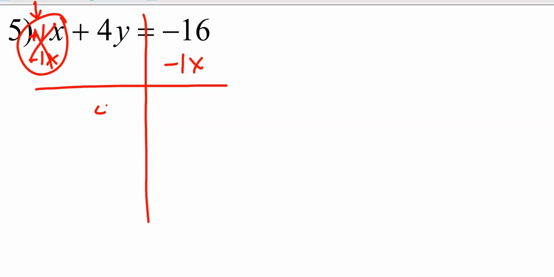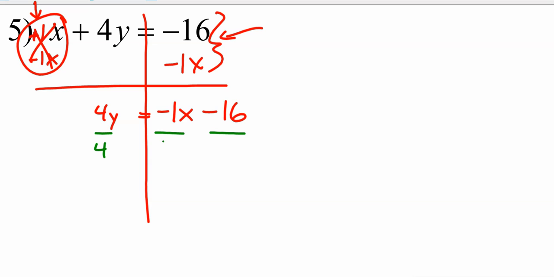Opposite operations are gone. 4y equals, again, not like terms. Either one of them, not like terms. So the x goes first, followed by the constant -16. And if it were just 16, you'd put +16. We're going to divide by the number in front of the y. That's this number. That's the number we're dividing by because we're getting rid of those numbers. Opposite operations, 4 divided by 4 is 1. 1 times y is y.